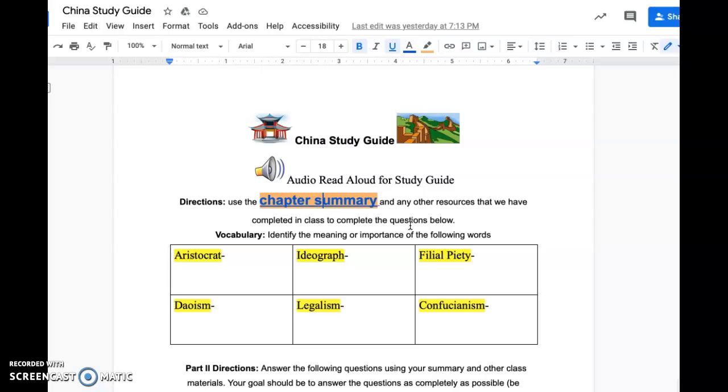Vocabulary. Identify the meaning or importance of the following words: aristocrat, ideograph, filial piety, Taoism, legalism, Confucianism.